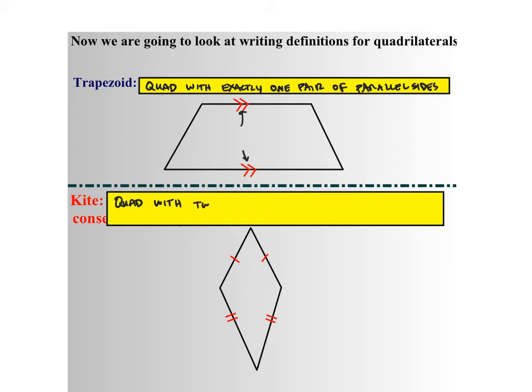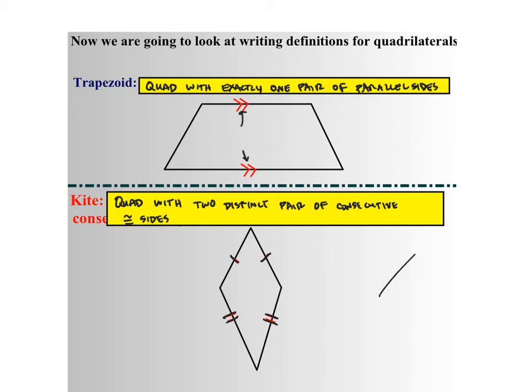with two distinct pair of consecutive congruent side lengths. Okay, so for example, take a look here. I've got these two sides, which are consecutive sides that are congruent. That is a distinct pair from these two sides, which are consecutive congruent sides.